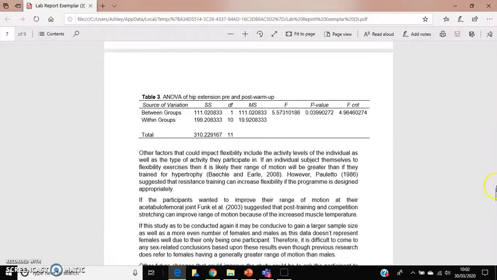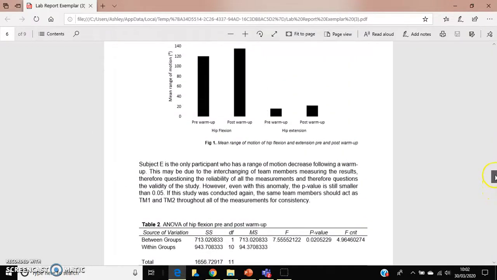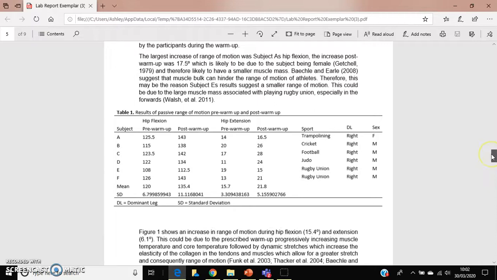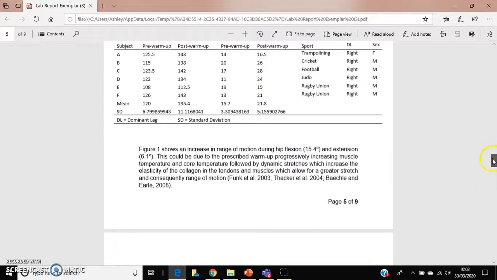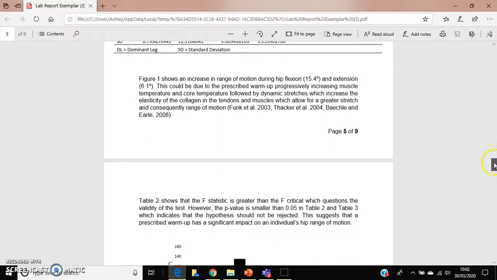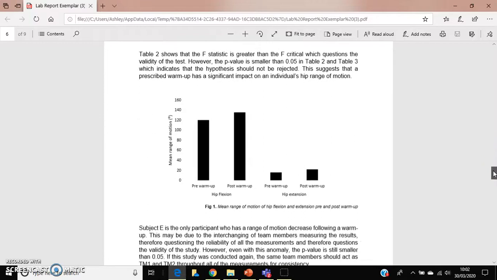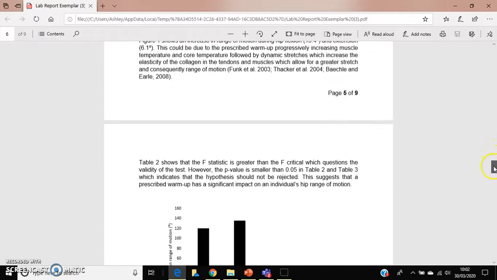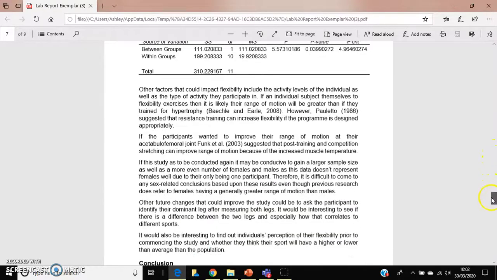In terms of your discussion, you could perhaps reference back to some of the literature. Are there academic articles that talk about how warm-up impacts flexibility, which you can include, which might help illustrate why you found what you found? And interestingly, with some of the data you've collected, do certain sports lend themselves to being more flexible? So would we expect someone with a trampolining background to perhaps be more flexible than a rugby union player? And again, can you include literature to support that? Which might relate to the demands of the sport.